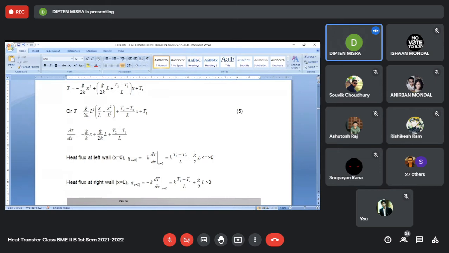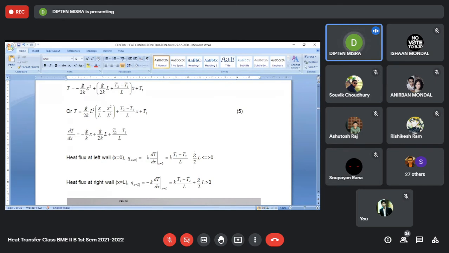With a minus, it becomes minus and minus will cancel. So it will become G dot into L, because K and K will cancel. There is a minus K dT/dx, and in dT/dx there is also a division by K. So it will become plus G dot into L. Then here it will become minus G dot into L by 2. So ultimately, because the first term is plus G dot into L and the second term is minus G dot into L by 2, it becomes G dot into L by 2.